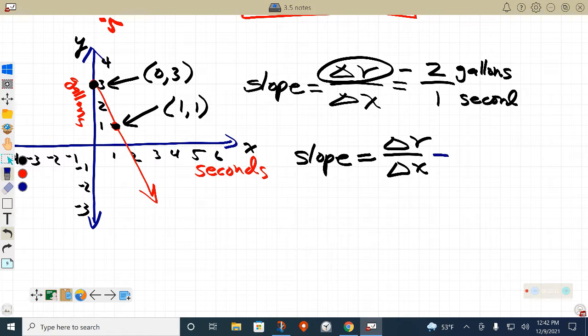Delta y. What are my y values? Oh, it's right here. 3 and 1. So I'm going to take 3 minus 1. And then my x values are 0 and 1, right? Since I use this top point first, I have to use the 0 first. So I'm going to take 0 minus 1.